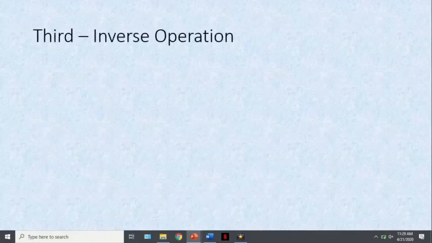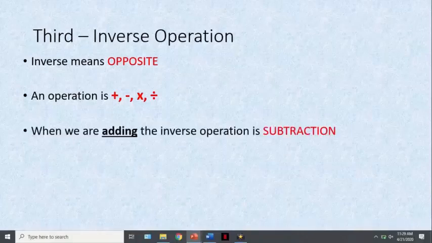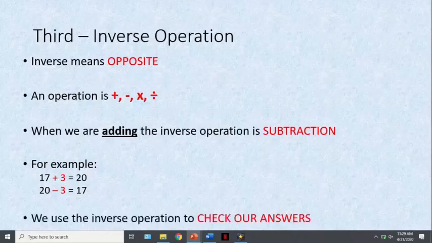Thirdly, we need to know inverse operation. Inverse means opposite. An operation is addition, subtraction, multiplication, or division. When we are adding, the inverse operation is subtraction. For example, 17 plus 3 equals 20. So 20 minus 3, do you see that inverse operation, equals 17. And we use the inverse operation to check our answer.